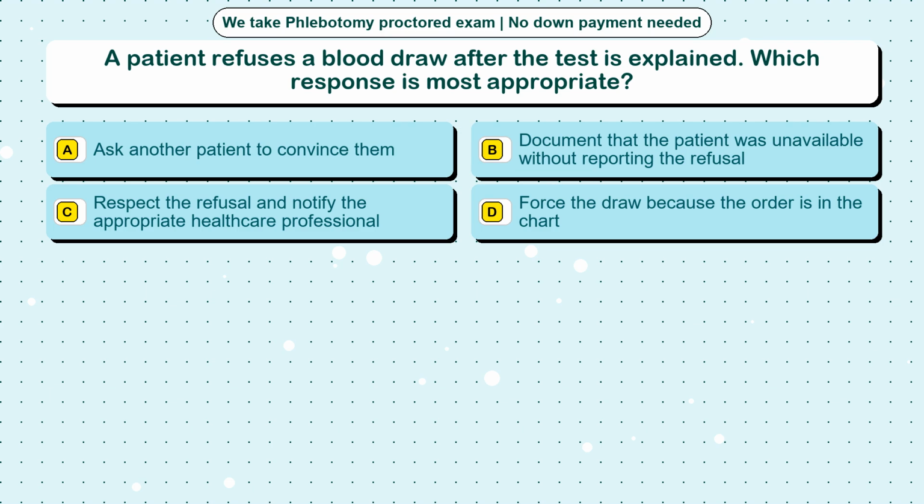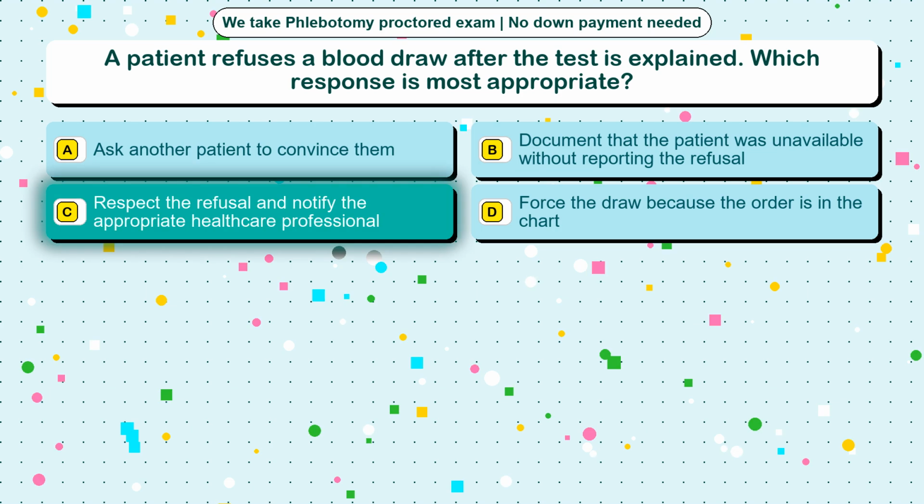Option A. Ask another patient to convince them. Option B. Document that the patient was unavailable without reporting the refusal. Option C. Respect the refusal and notify the appropriate healthcare professional. Option D. Force the draw because the order is in the chart. The correct answer is option C.